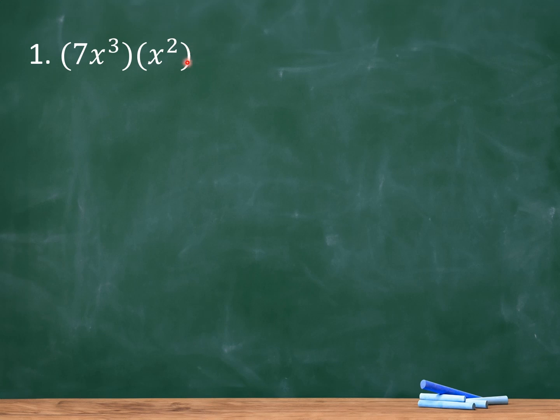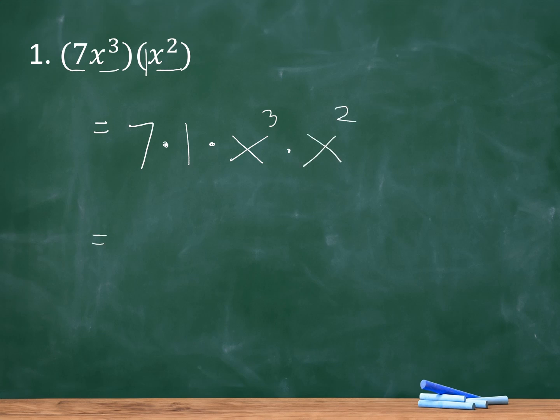Example number 1. We will multiply 7x cubed and x squared. To do that, we multiply first the numerical coefficients and then we multiply the variables. Multiplying our numerical coefficients, 7 times an imaginary 1 here, so that's 7 times 1, times, multiply the variables, x cubed times x squared. Let's write it here, x squared.